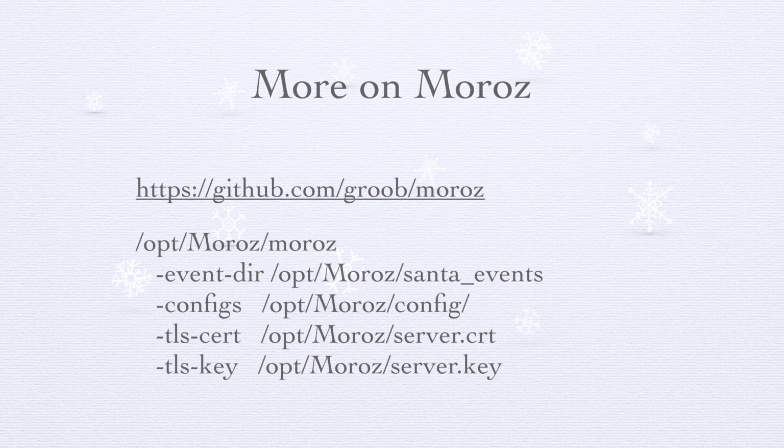So this is the command to start it, opt Moroz, and this is all technically one line. It's multiple lines here for legibility on screen. The event directory is where it stores the events. I mentioned that a launch of an unknown application or blacklisted application generates an event that's sent to the server. Here's where events are stored. Configs, obviously, in the config directory. We'll talk about what the configuration file looks like in just a moment.